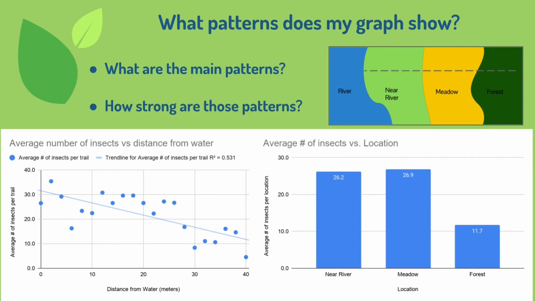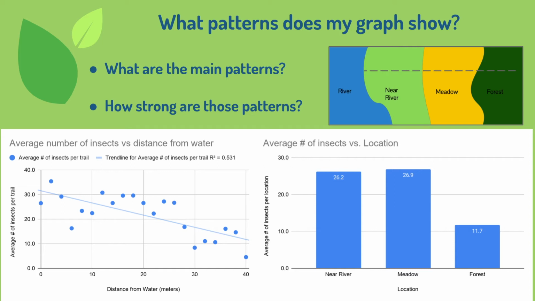When we're thinking about how to interpret a scatter plot, there are a few different types of things we want to look at. The first is, is the line slanting or is it pretty flat? A flat line suggests that as one of your variables changes, the other one stays the same.